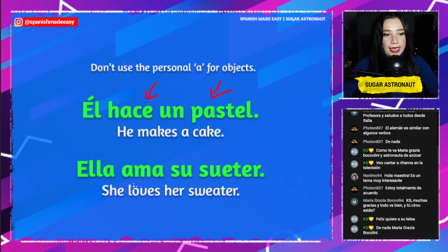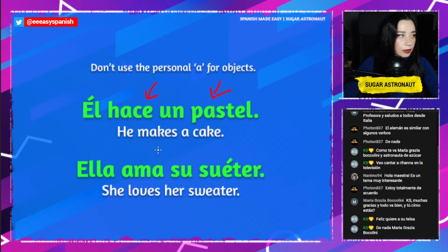The next example is ella ama su suéter. I believe this thing, ooh, that's bright. Do you know if suéter, just one sec. Okay. Yeah, I was correct. I apologize. Accent marks in Spanish can be tricky even for Spanish speakers, huh? Okay, so suéter needs an accent mark. And, okay, so ella ama su suéter. She loves her sweater. So we don't need the letter a right there. We don't need it. Okay?